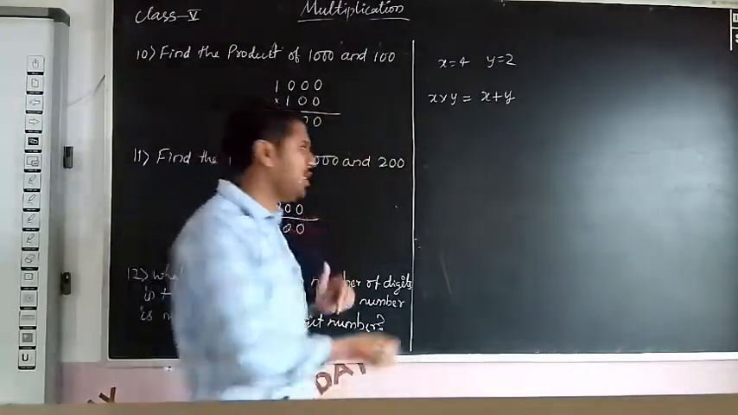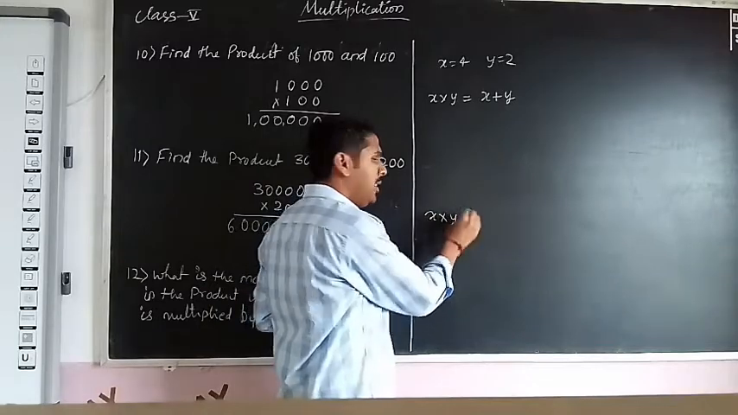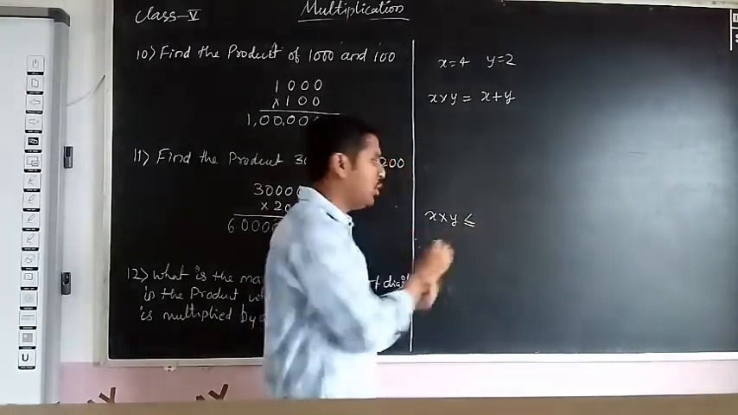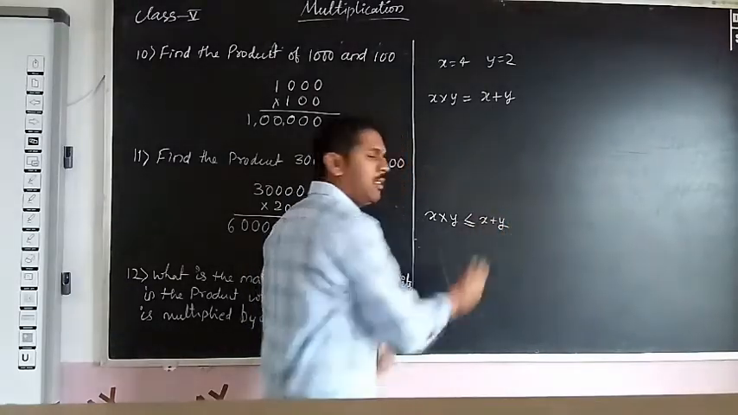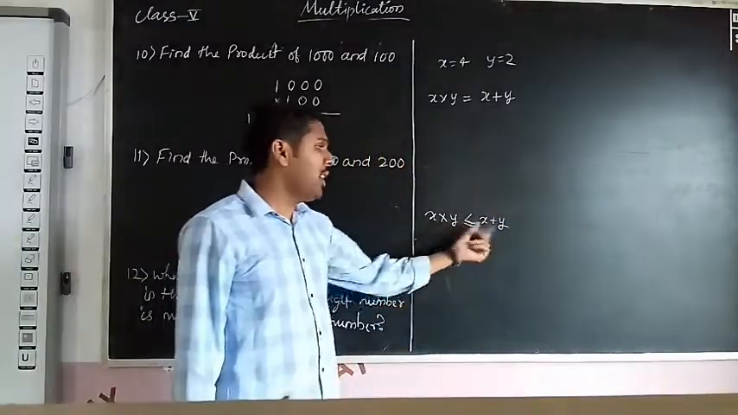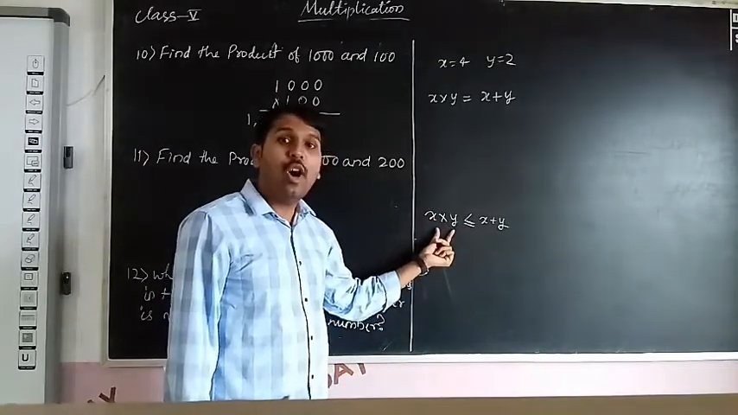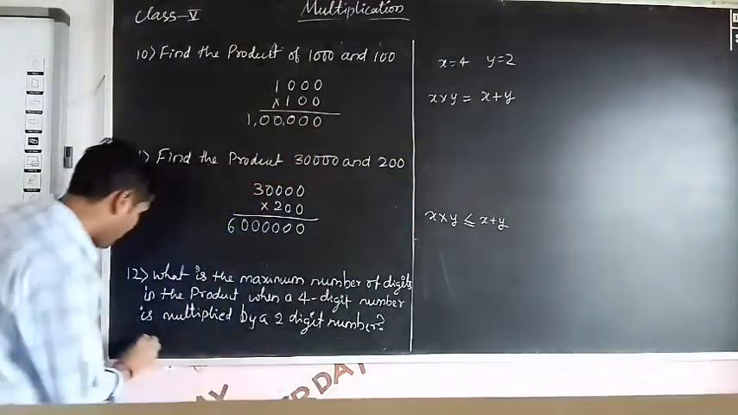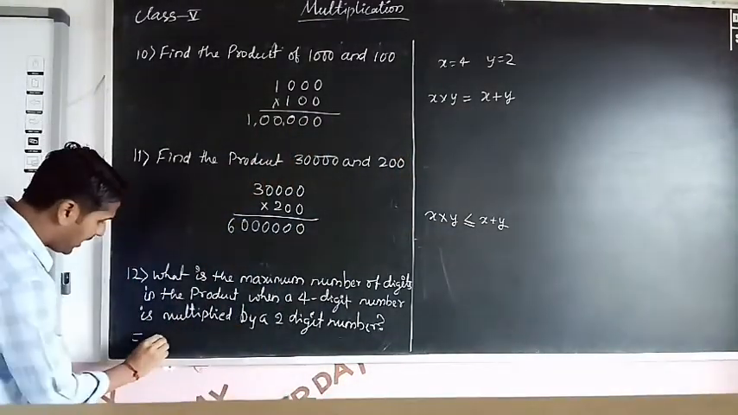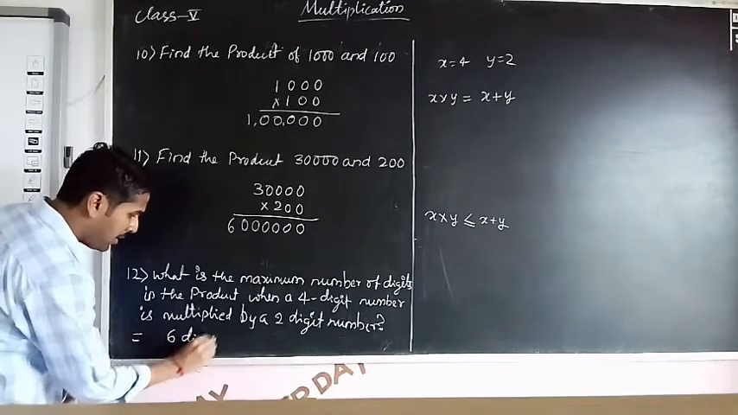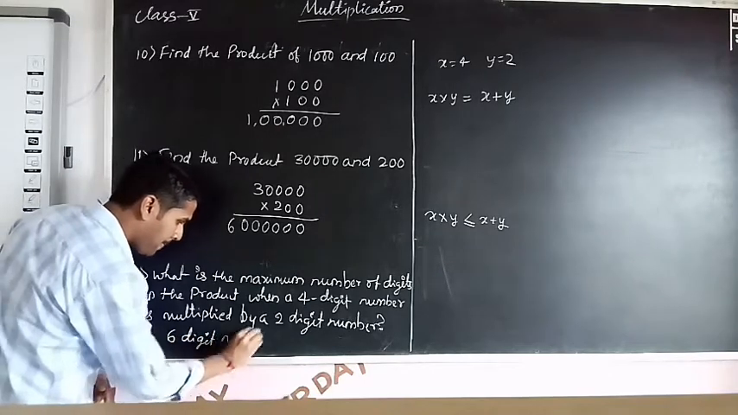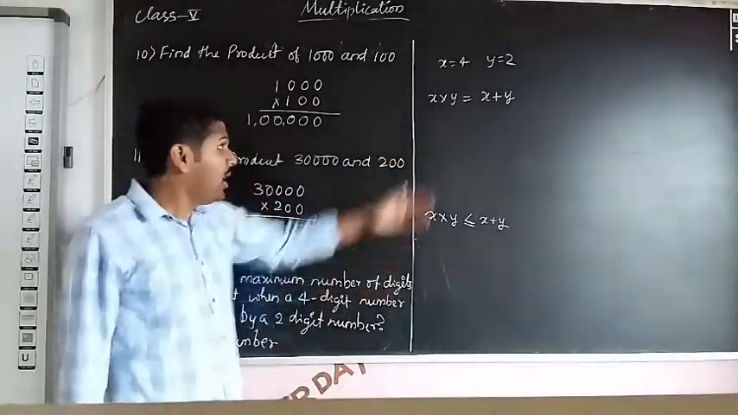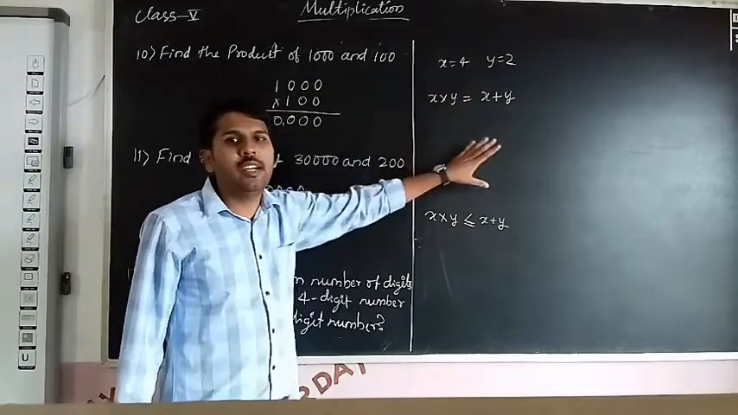It is not more than x plus y, but may be equal to x plus y. So what is the condition? X into y is not more than, it may be equal to x plus y. That means this is smaller than or equal to x plus y. So the maximum number of digits is a 6-digit number. For this problem, I have just explained. If you want to write it, write it down in your notebook.